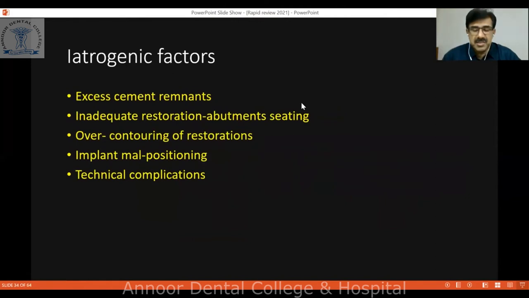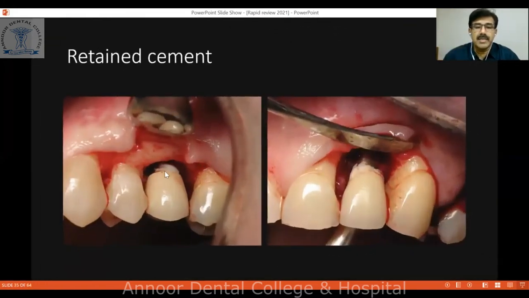Now, there are certain iatrogenic factors, like excess cement. Suppose the abutments are not sitting, the screw is loose, the overcontour that we have already discussed, malpositioning and technical complications we have already discussed. Now, look what has happened. There is cement in relation. There's a cement retained crown. Your cement is retained, and that has resulted in this massive bone loss over here.